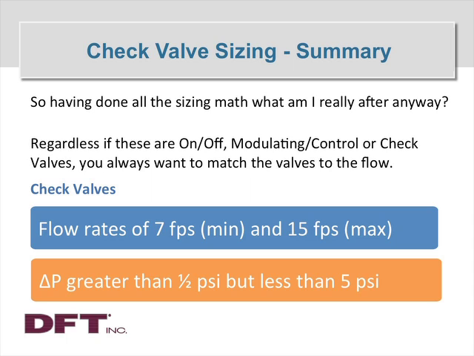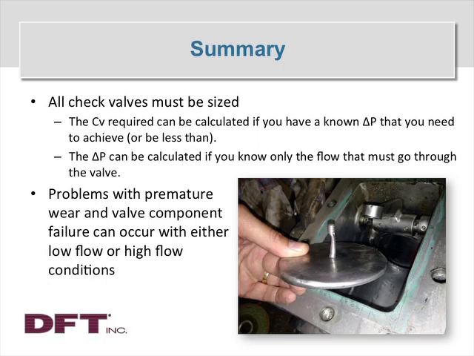From a delta P perspective, a half PSI is pretty much a firm bottom end value, but the top end is maybe, again, a little bit squishy and soft based on noise issues and cavitation of the fluid and those kinds of considerations. So you've heard my mantra by now at least a dozen times that all check valves must be sized. The CV required can be calculated if you know the delta P. The delta P can be calculated if you only know the flow through the valve and have an idea of what the characteristics of that valve are.